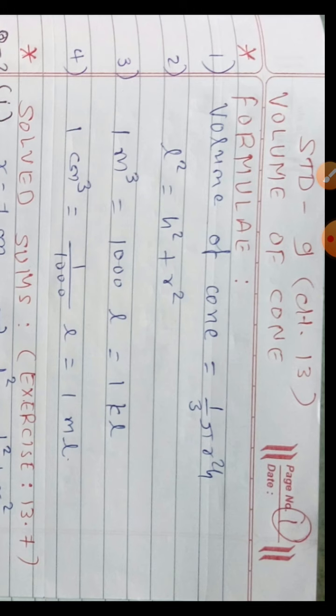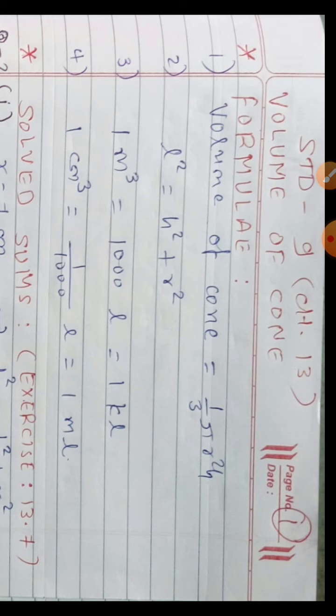It is 1 meter cube is equal to 1000 liter or 1 kiloliter, both are equal. And 1 centimeter cube is equal to 1/1000 liter, equal to 1 milliliter. So whenever your measurements are in meter and your volume is in meter cube, multiply by 1000 so that you will get your capacity in liter.